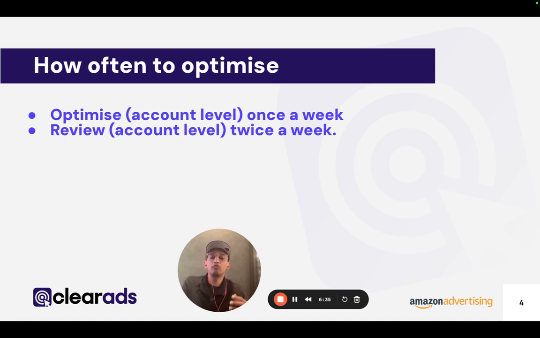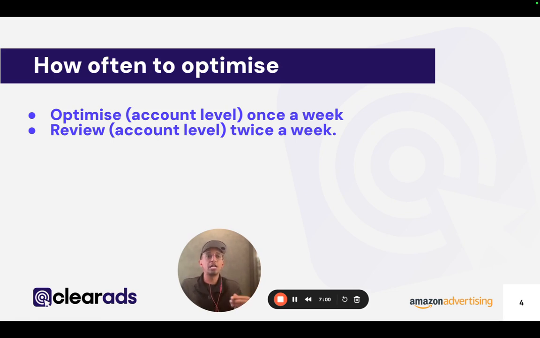And then in terms of reviewing, on an account level, it should be done twice a week. Start of the week, end of the week, the account should be reviewed. Okay, what do the overall metrics look like? Now, one of the main times you should optimize more often than this is if you're starting to see an influx of sales come through certain types of targeting.